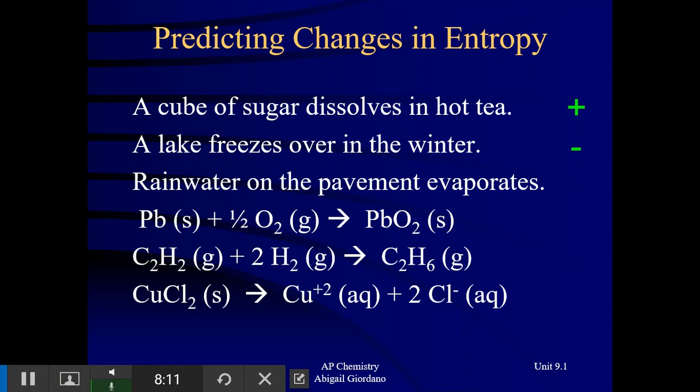Rainwater on the pavement evaporates. Think about phase changes again. Evaporation. Liquid to gas. Is that becoming more organized or more chaotic? It's becoming more disordered, liquid to gas. So it's going to be positive.